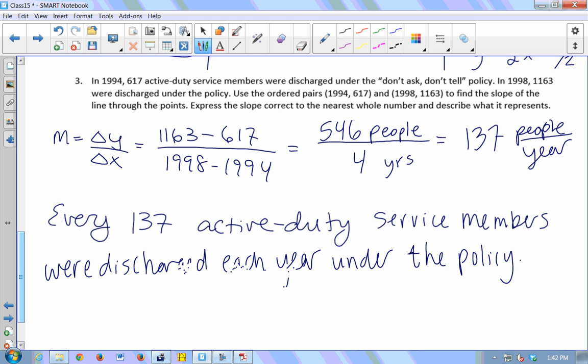Now, when I calculate this, this is on average, right? This is 137 on average each year. It might have been 136 one year and 138 the next year. And yeah, it could be high one year and less the next year. So I should note this is on average.